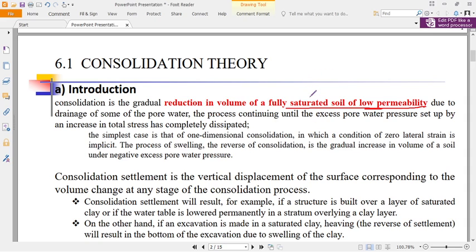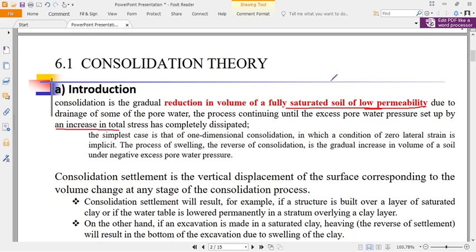And therefore the soil we gain is what? The soil skeleton. The soil skeleton ends up carrying the loading, and it increases the effective pressure, or the effective stress. And due to the drainage of some of the pore water, the process continues until the excess pore water pressure is dissipated.